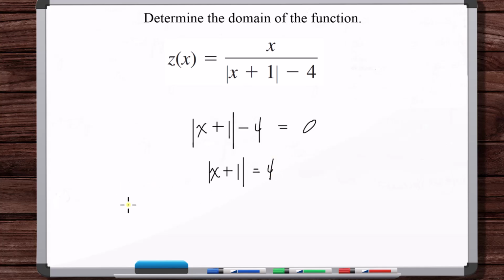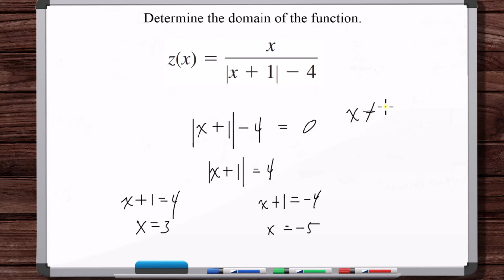So x plus 1 could equal 4. So x could equal 3. X plus 1 could equal minus 4. So x could equal minus 5. And let's see, 3 plus 1 is 4. Minus 5 plus 1 is minus 4. So these are both solutions. So x can't be equal to 3, and x can't be equal to minus 5. But any other number is fine.